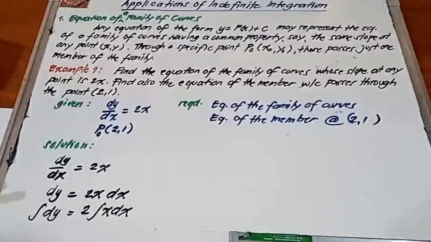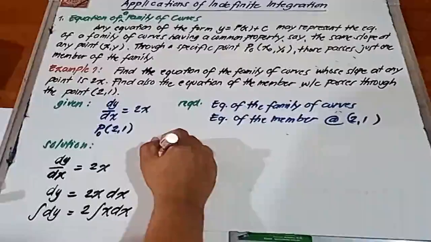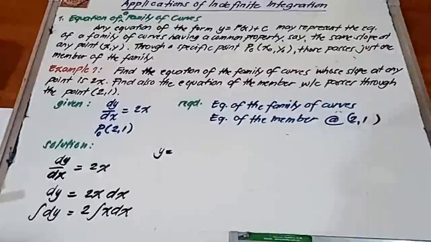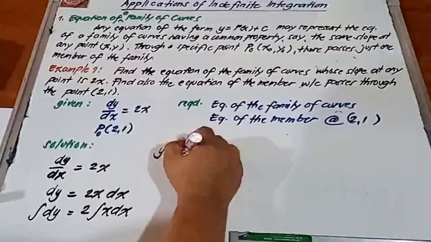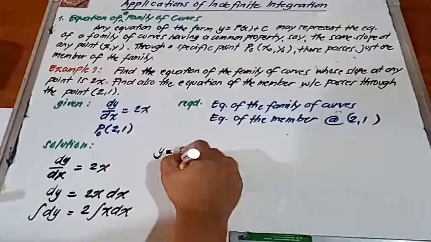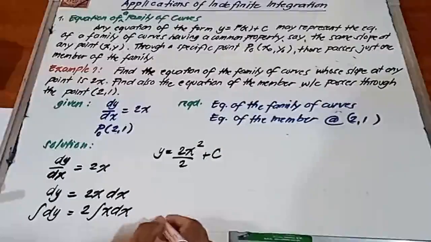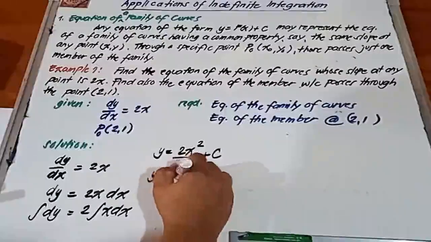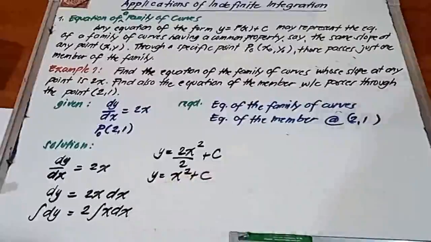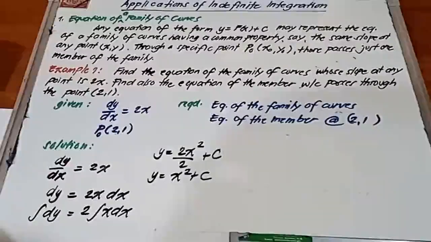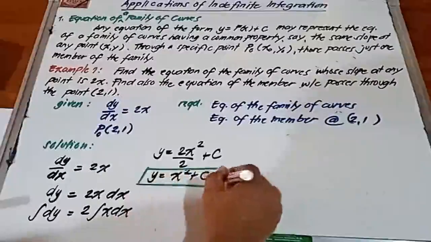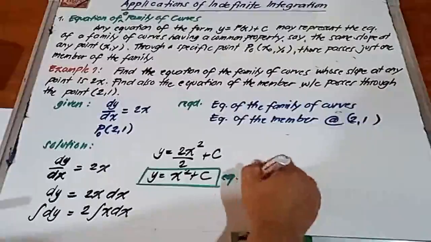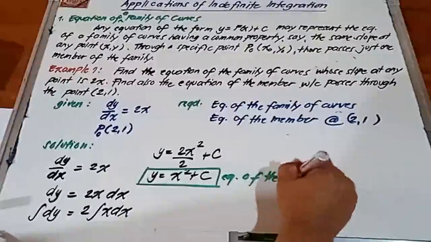Okay? Next is integral of dy is y. And the integral of x dx, that will be x squared over 2. So, that is 2x squared over 2 plus the constant of integration. So, we have y equals x squared plus c. Okay. Yan na yung ating equation of the family of curves.